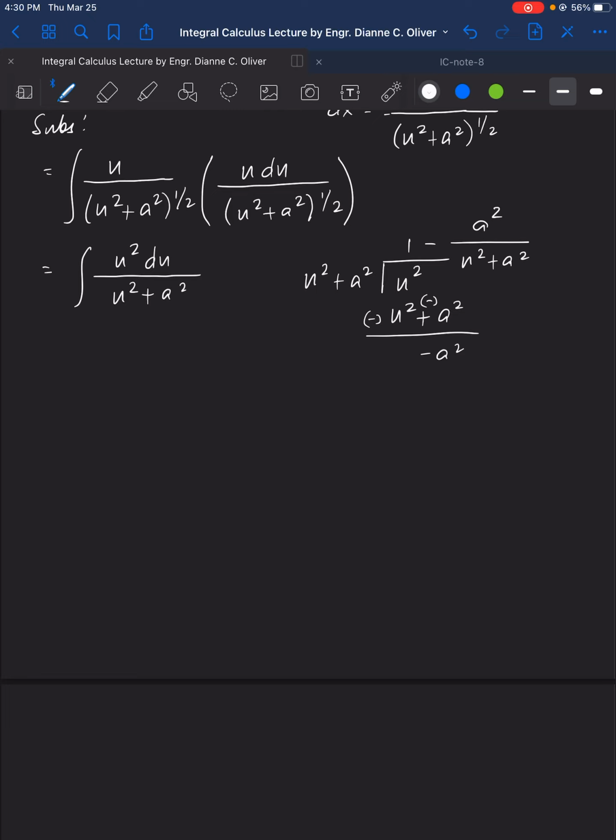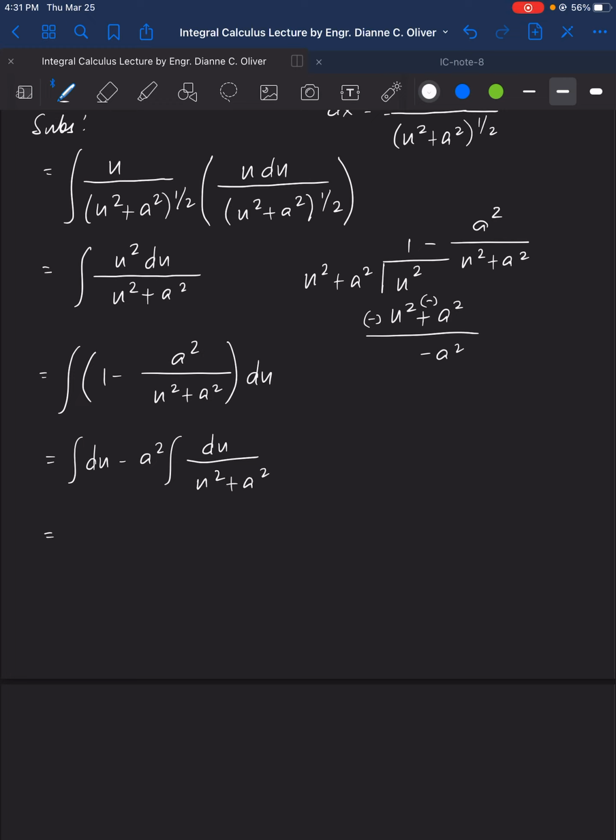Okay, then let's go back to the original equation and to the solution. The integral of 1 minus a squared all over u squared plus a squared du. Distribute. We have the integral of du minus a squared du all over u squared plus a squared. Now this is equal to u minus a squared. This is already inverse trigonometric. So 1 over a arctan u over a plus c.